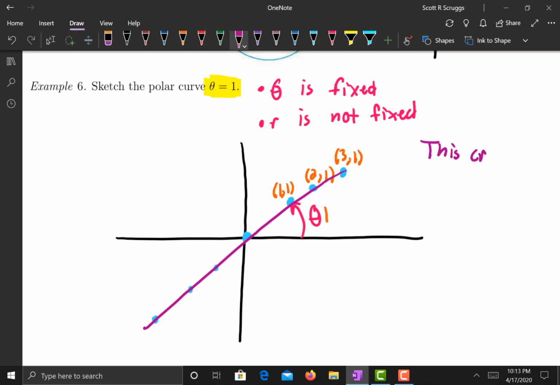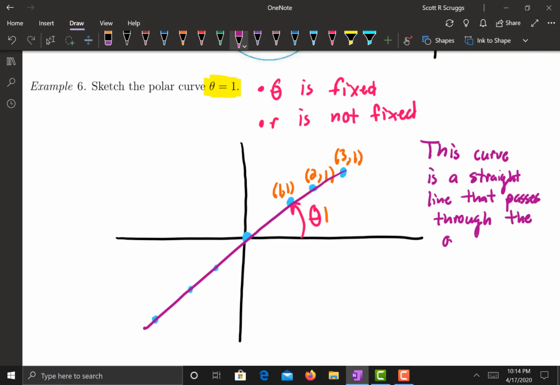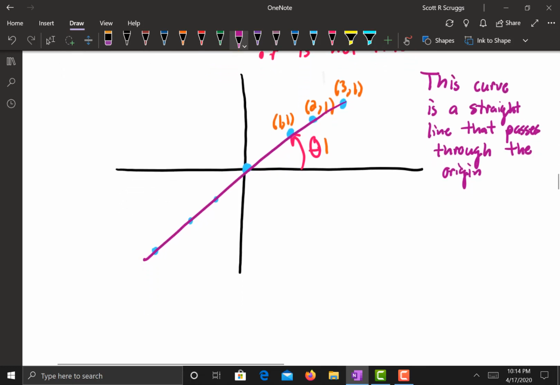So this curve, I spelled curve right. This curve will be a straight line that passes through the origin. As long as that angular coordinate is still the same, I don't care what r is. In that case, this curve will just generate a line.